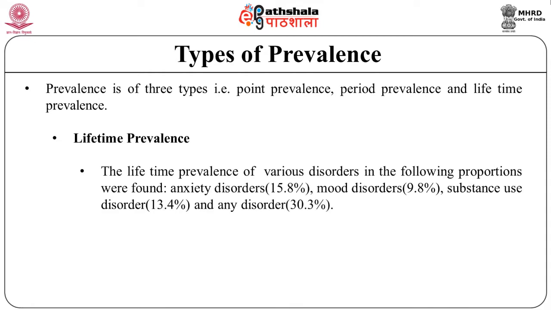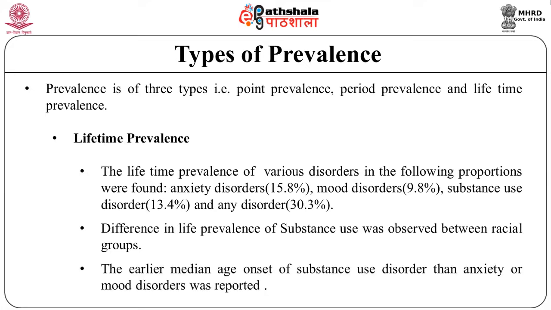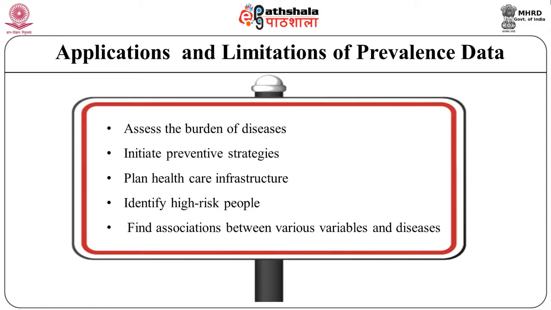The lifetime prevalence of the various disorders was found in the following proportions. Anxiety disorder was found to be 15.8%, mood disorders 9.8%, substance use disorders 13.4%, and any other disorder 30.3%. A difference in the lifetime prevalence of substance use was observed between racial groups. The early median age of onset of substance use disorder, then anxiety or mood disorder, was reported by Stein et al. in 2008.